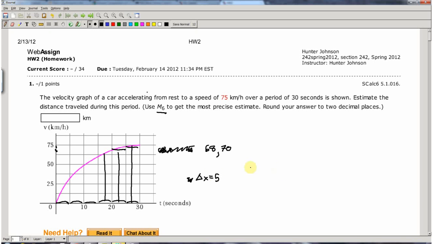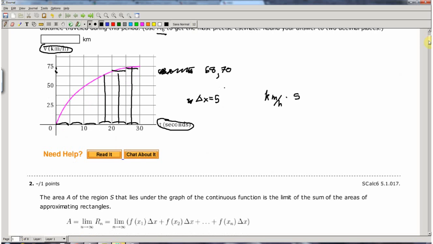And when you get your answer, it's going to be in these units, base units times height units, right? So the units, when you do all these base times height things, you're going to get the units kilometers per hour times seconds, because it's base times height. But the unit that you want is the distance traveled, so the unit that you want is actually kilometers.